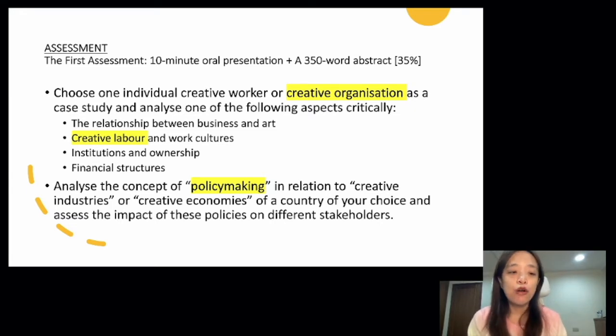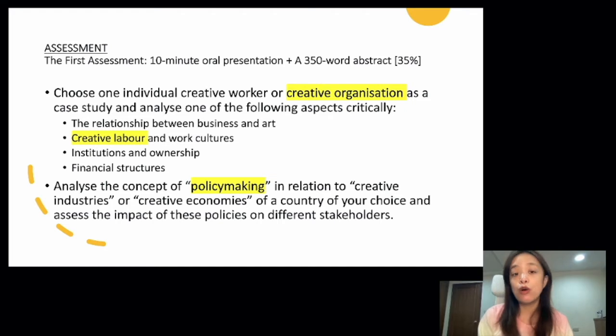The other presentation question you can go for is to analyze the concept of policy making in relation to creative industries or creative economies of a country of your choice, and assess the impact of these policies on different stakeholders.